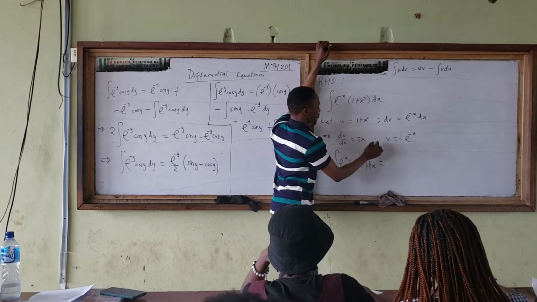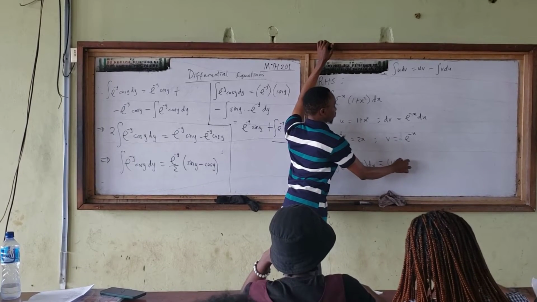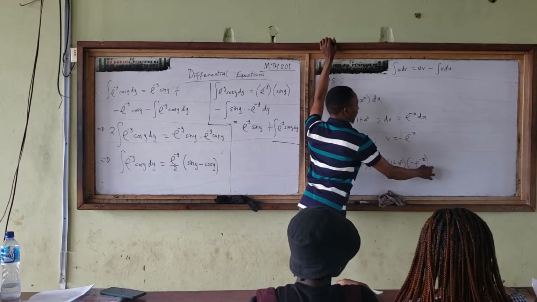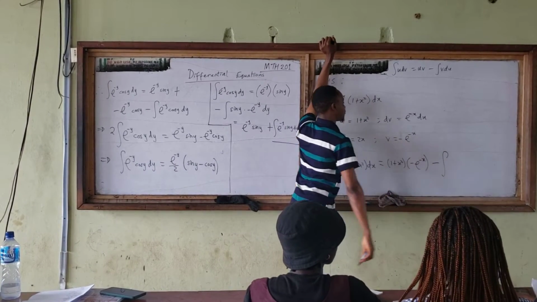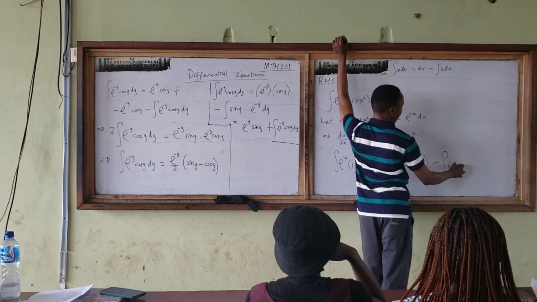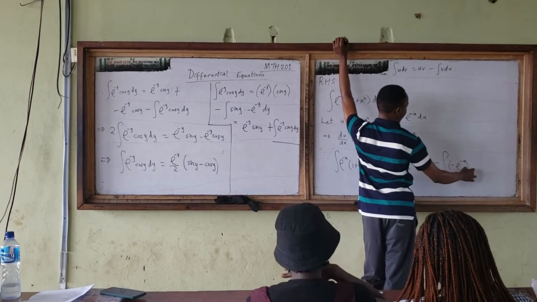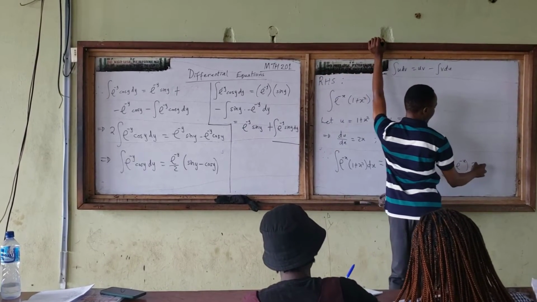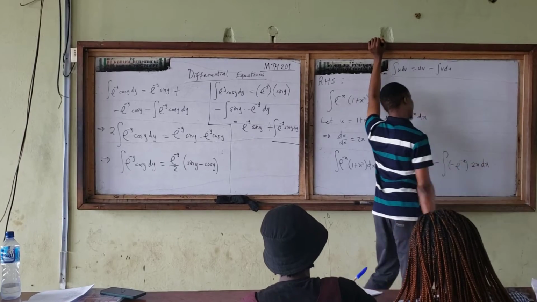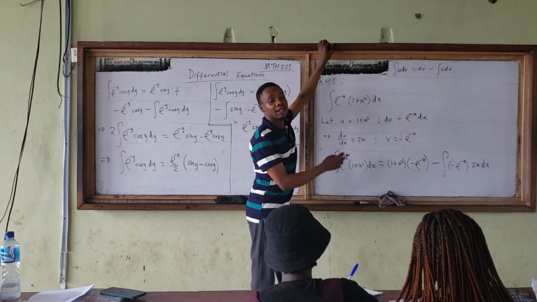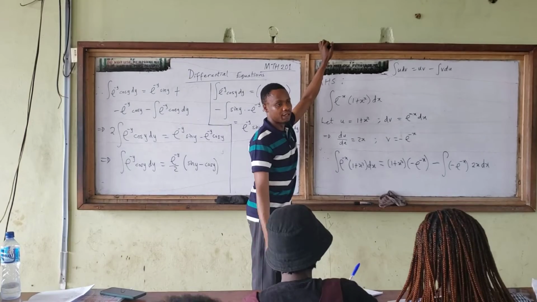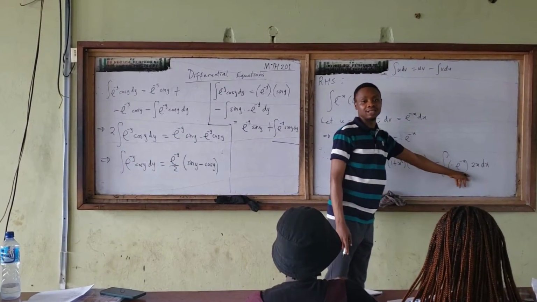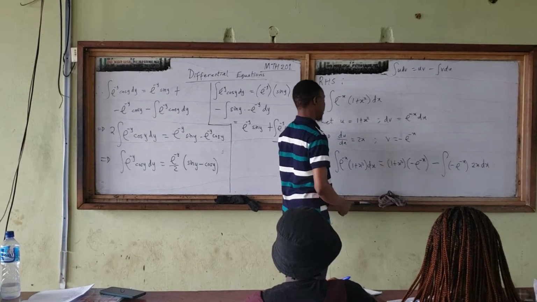uv. That's 1 plus x squared multiplied by v. Our v is minus e raised to power minus x, minus the integral of v du. That will be minus e raised to power minus x, and du will be 2x dx. Right, so there's still a problem there, but the problem is going to be simpler. Because we are differentiating this again, it will become a constant altogether. So it is solving that way.